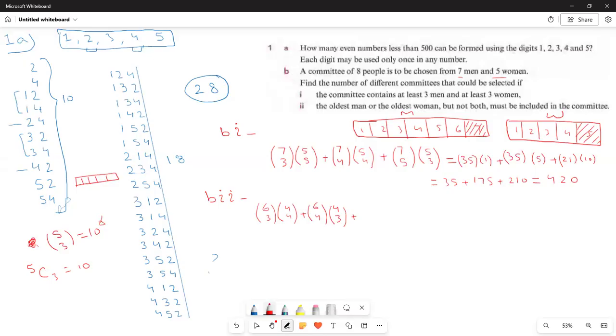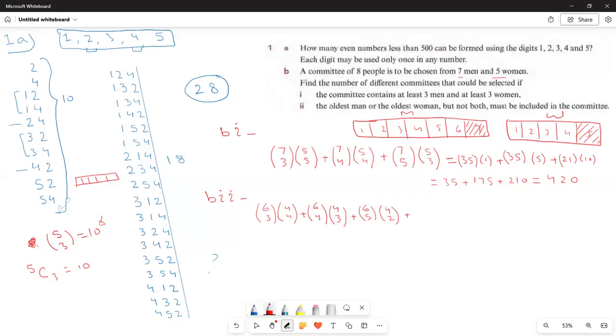Now let's say I want to choose 6 men. So one is the oldest one, and now I have to choose 5 more men. So from 6, I have to choose 5, and the sixth one is the oldest one. And now I have to choose 2 more women. So 2 women will be from 4. So this is the number of ways to choose women from 4 women.